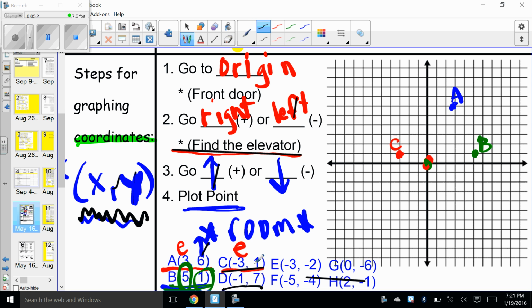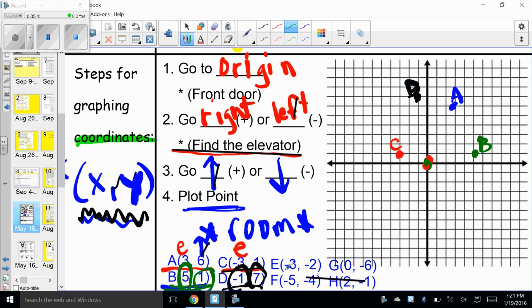Player D is actually staying at -1, 7. So we'd find our elevator. It's at -1. We go up to the 7th floor. So we go left 1, up 1, 2, 3, 4, 5, 6, 7. Player D is staying at -1, 7. Hopefully you have that right. Continue on. You have 4 more players on your team that have to check in yet.